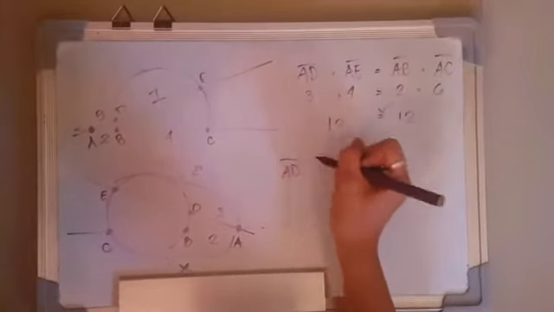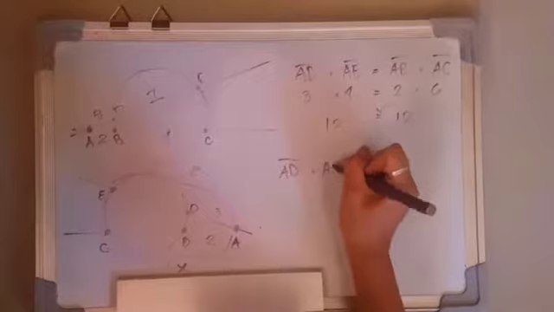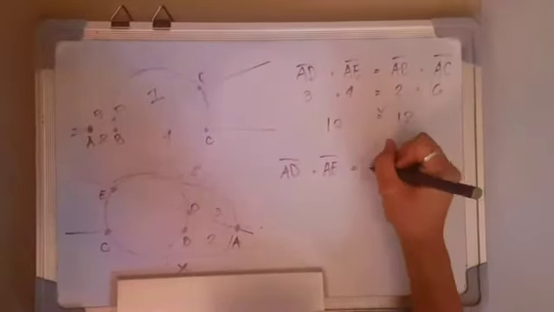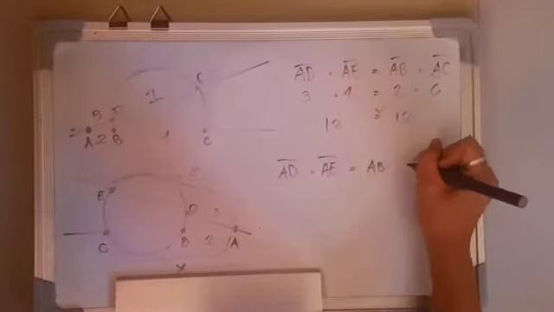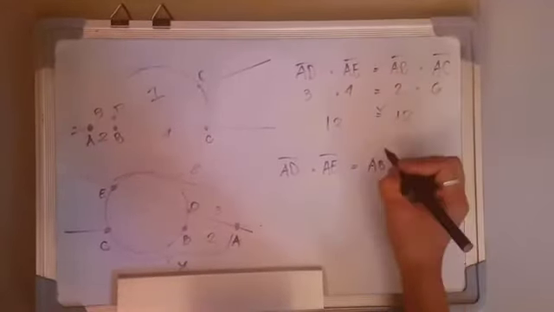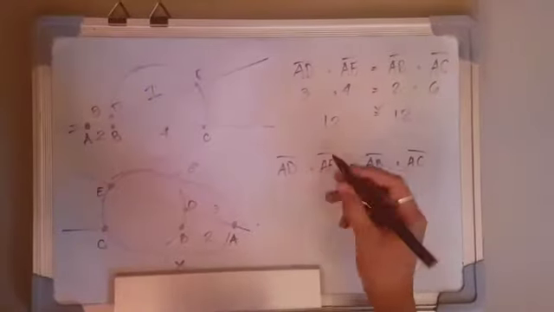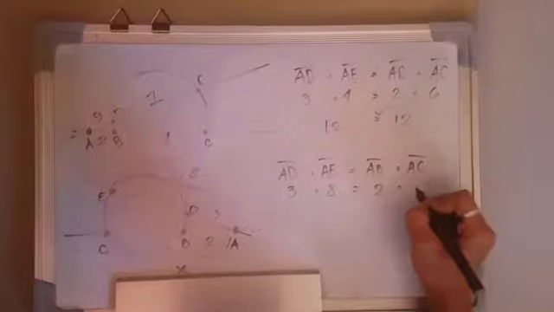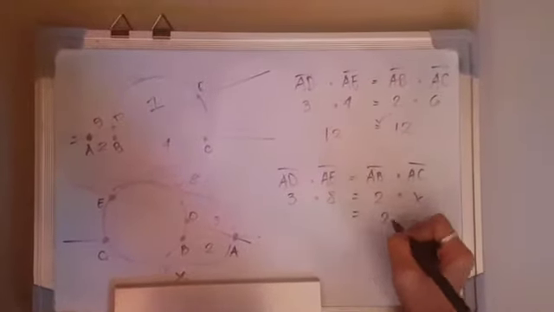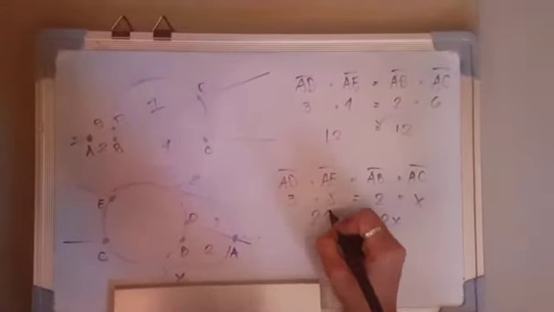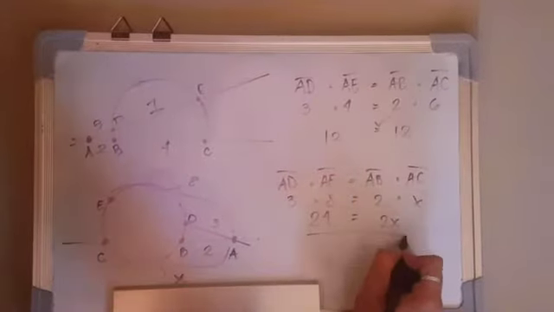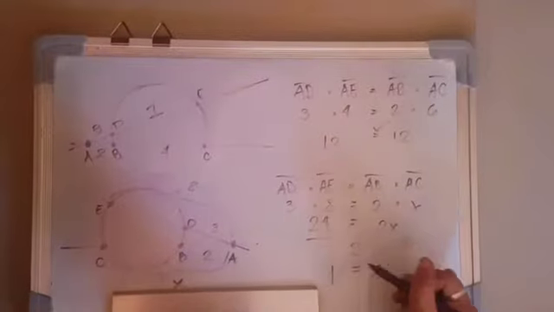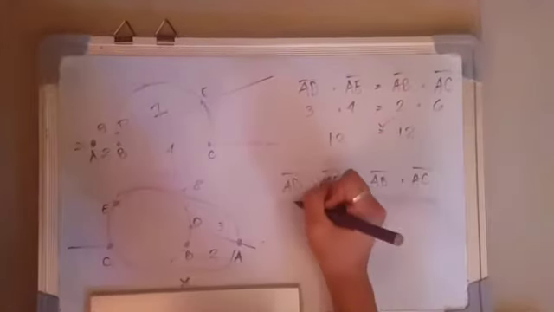So, line segment AD times line segment AE equals line segment AB times line segment AC. Let's substitute. AD is 3, times AE, that is 8, equals AB, that is 2, times AC, that is x. 2x equals 24. Divide both sides by 2. So x is 12. Let's check if it's correct.